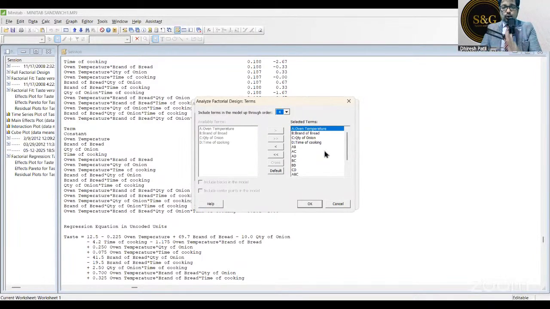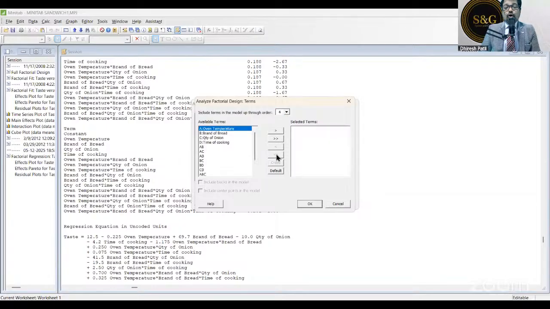Now what we will do? There is a double arrow here. If you want to select one by one, you can take this single arrow on this side. If you want to select all of them, just double click on that. All of them will get selected in the available terms. Now I just want to select three terms. I would select A, C and D.